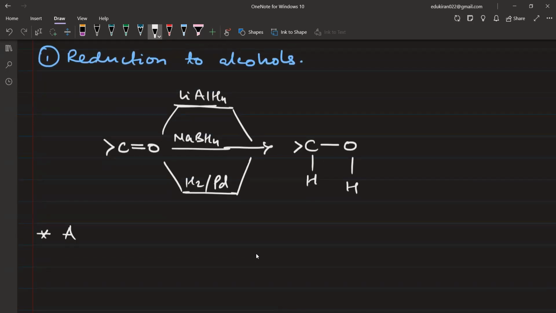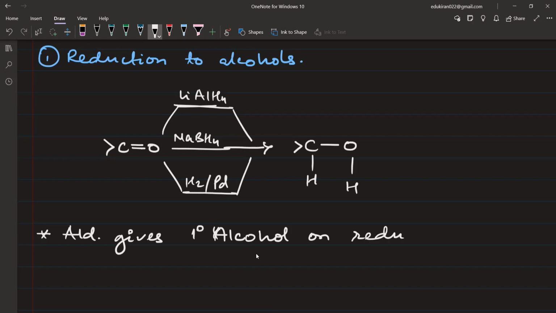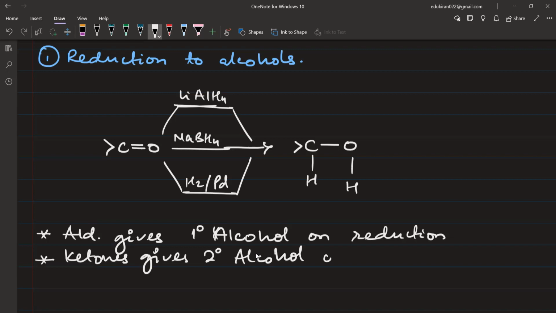Please write, aldehyde on reduction gives 1 degree alcohol. Ketone on reduction gives 2 degree alcohol.